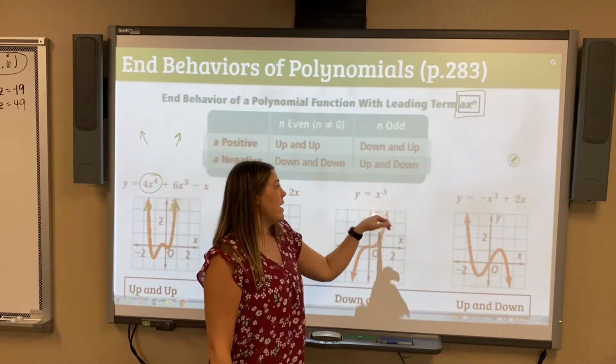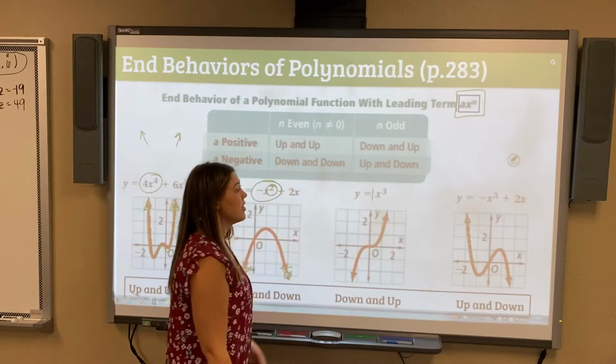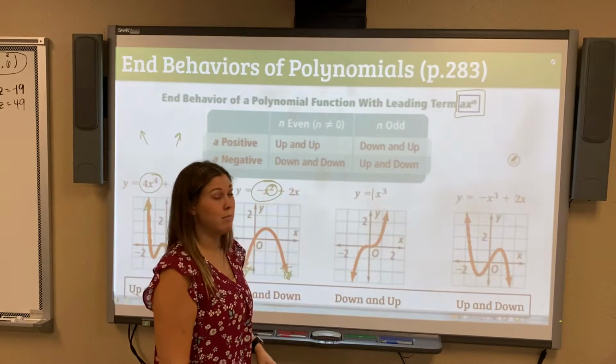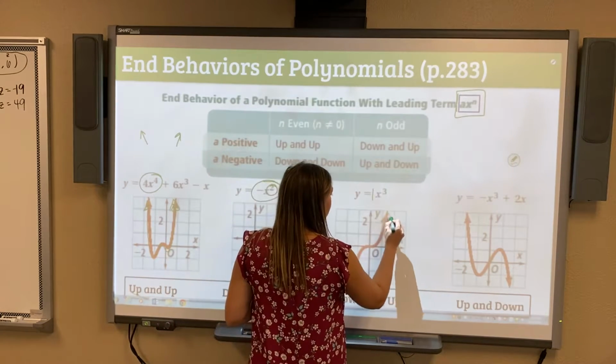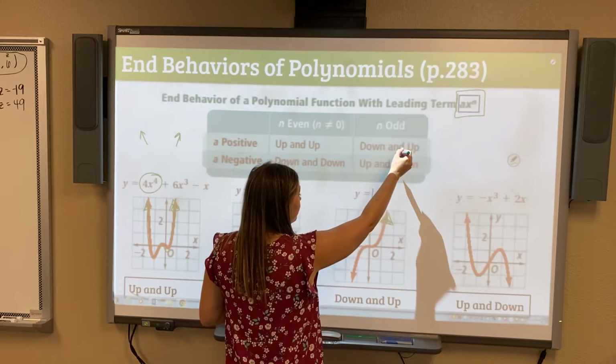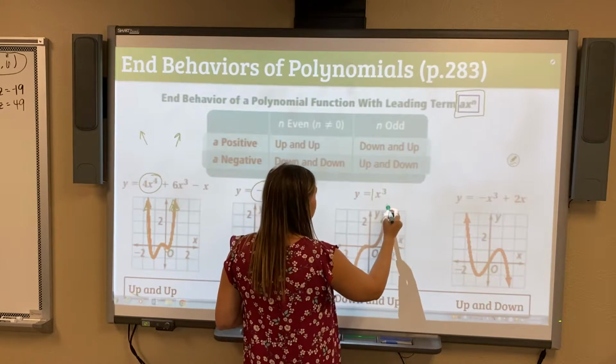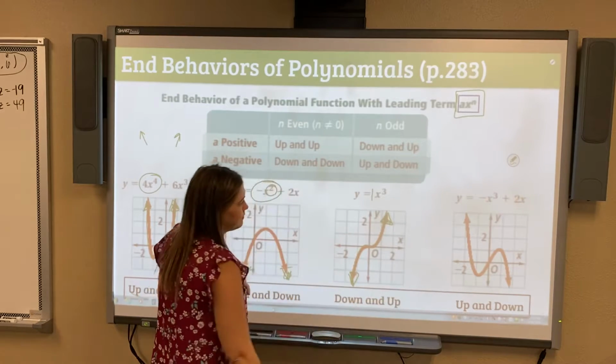Okay, y equals x to the third power. We have our invisible 1 here, so 1 is positive, so that means it's going to end up. 3 is an odd number, so it's going to start down, so it's going to be down and up.